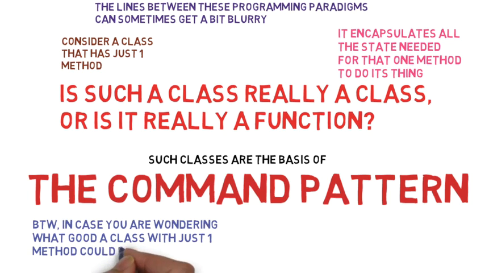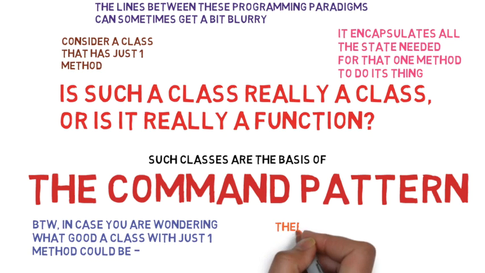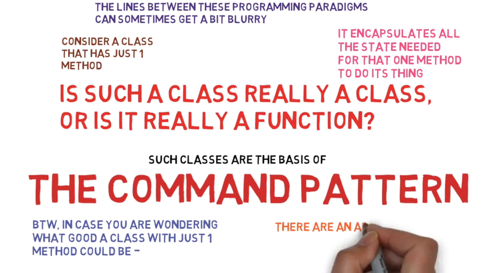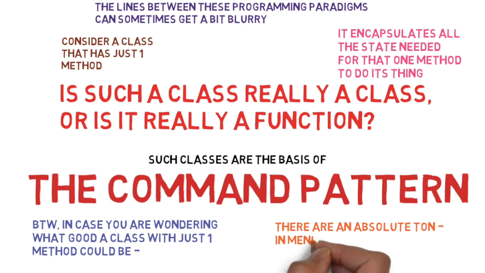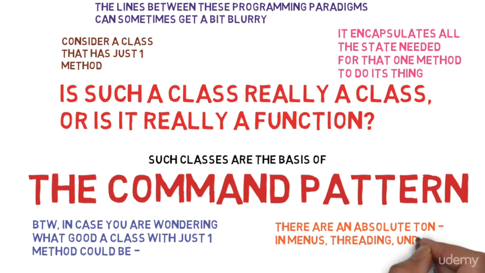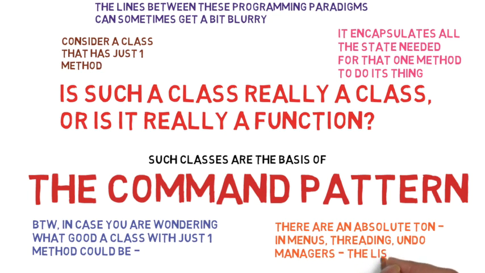It can be incredibly powerful. Use of it in menus, threading, undo managers, which allow you to undo the last action. All of these are built on top of these one method classes. And this is just a small subset of what all can be done. Listeners to actions, listeners to UI controls. All of these are one method classes.